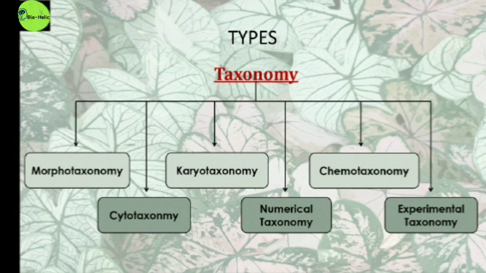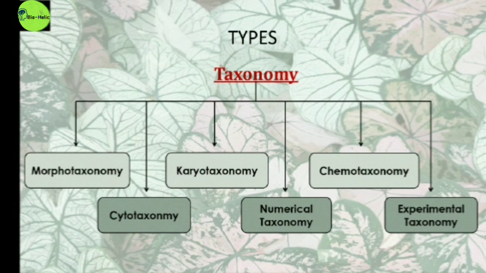The third one is karyotaxonomy, which is the classification of organisms according to the nucleus and chromosomes present in their cells. Now the fourth one is numerical taxonomy, which is the classification of organisms according to the numbers provided by their characters. It is also known as Adansonian taxonomy.